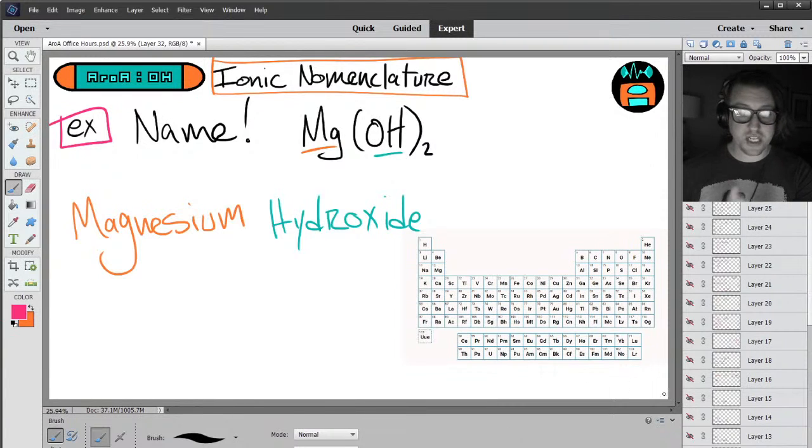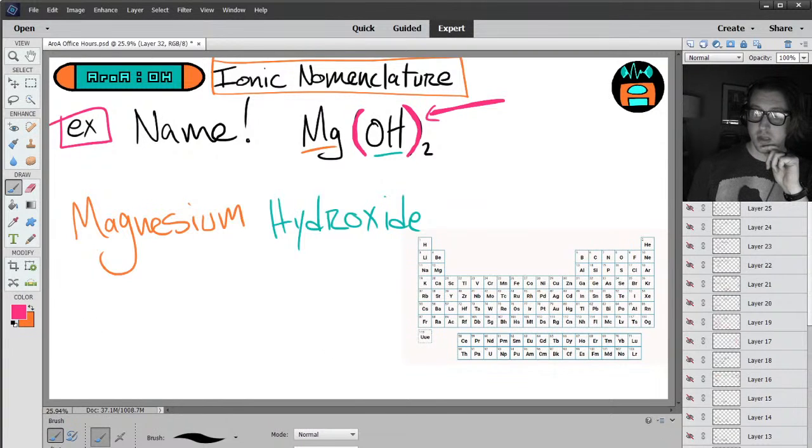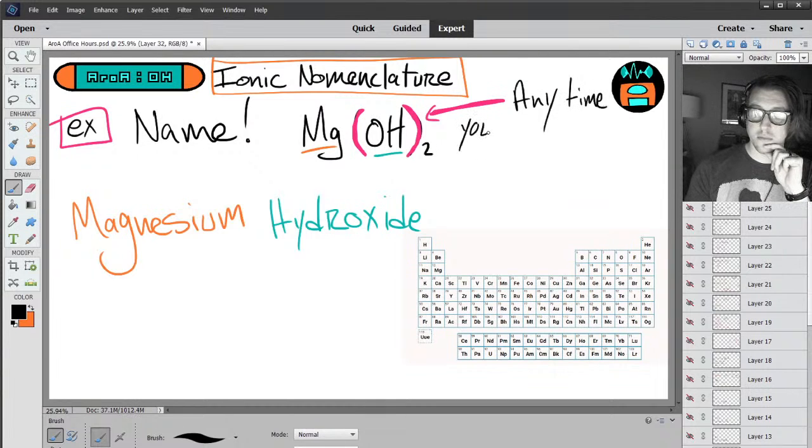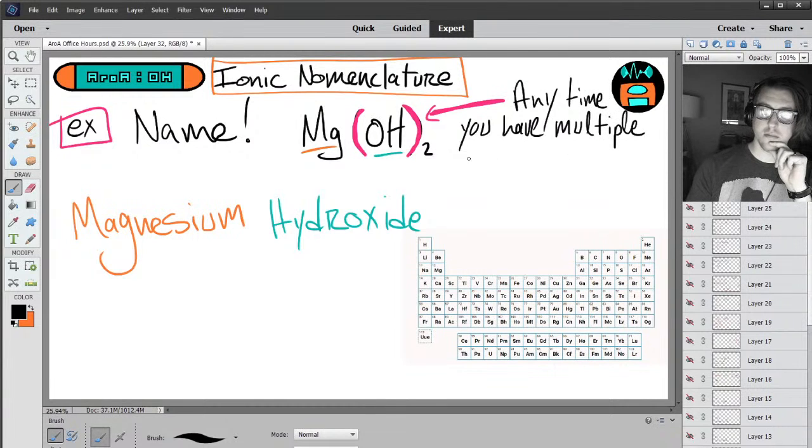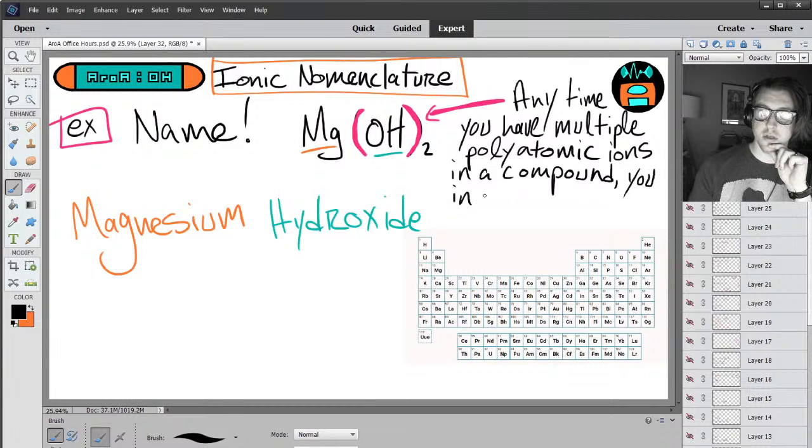One of the things you'll notice, this is the first time we've ever come across parentheses in a chemical formula. All right, and this is significant. Anytime you have multiple polyatomic ions in a compound, you include a set of parentheses around it.